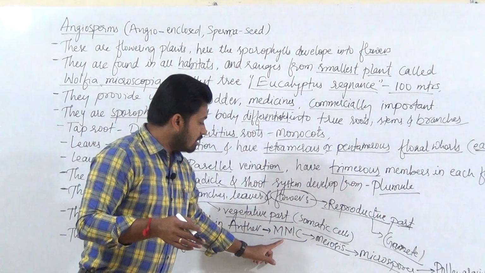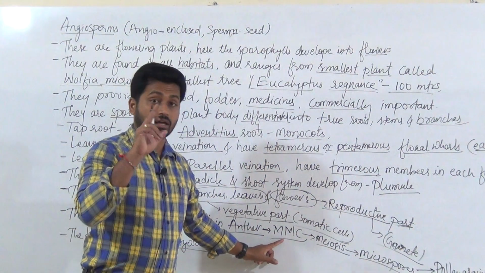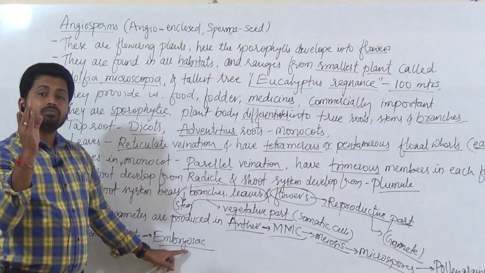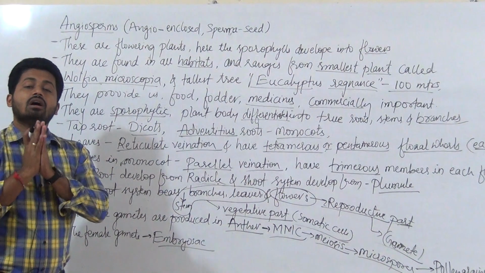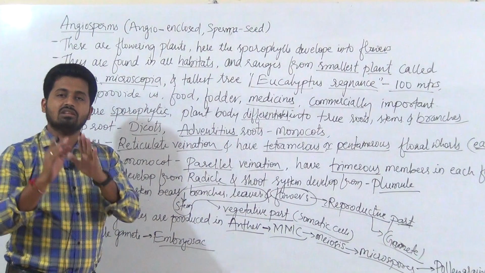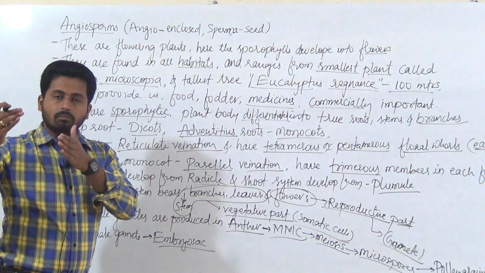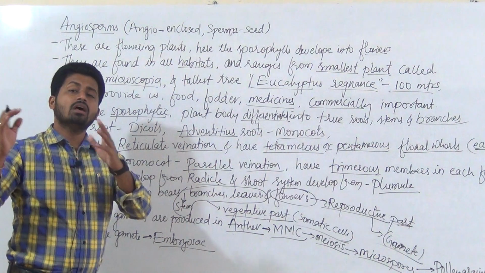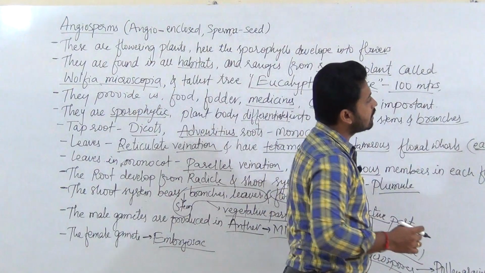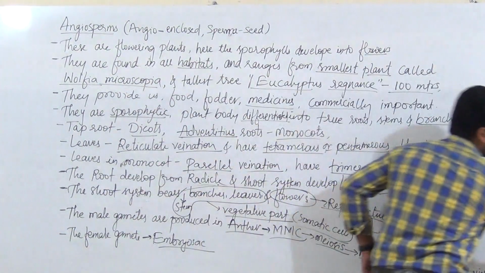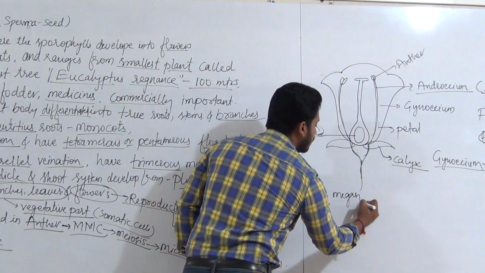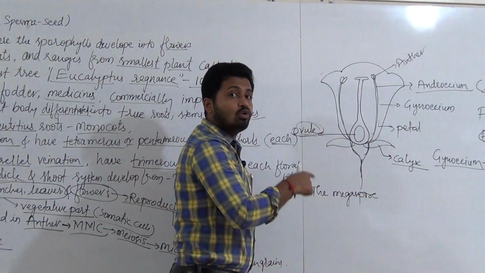What came in the anther? The microspore mother cell, which gives the male gamete. Now here in the ovary, that is again the ovule. The megaspore mother cell, which is basically the nucellus, undergoes meiotic division, that is meiosis, and develops into 4 megaspores. I will write here about the embryo sac. All this is happening inside the ovule.